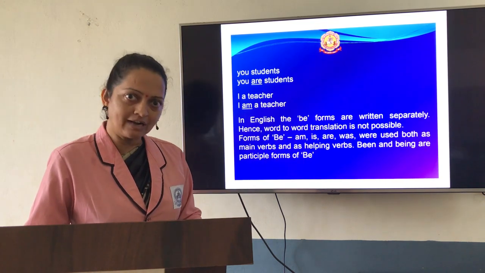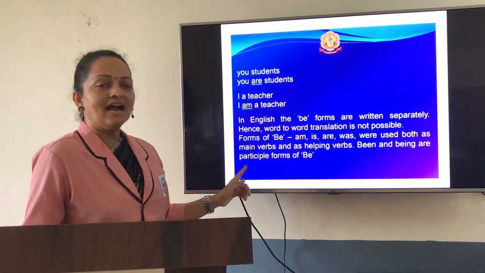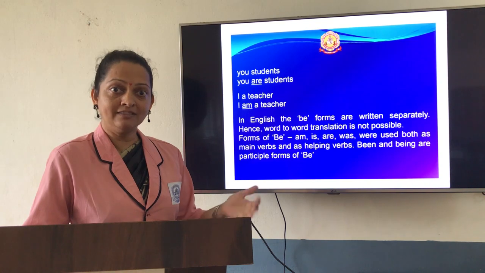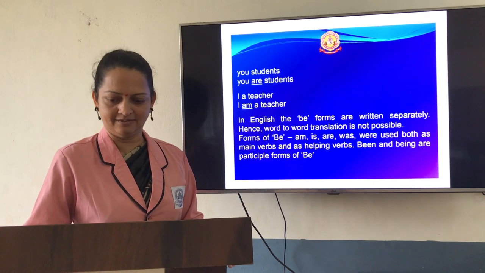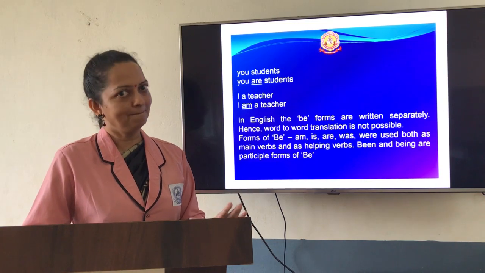And you have also heard about being and been. So being and been are the participle forms of be. Even those we use wherever it is necessary. Okay? So this was regarding primary auxiliary be.